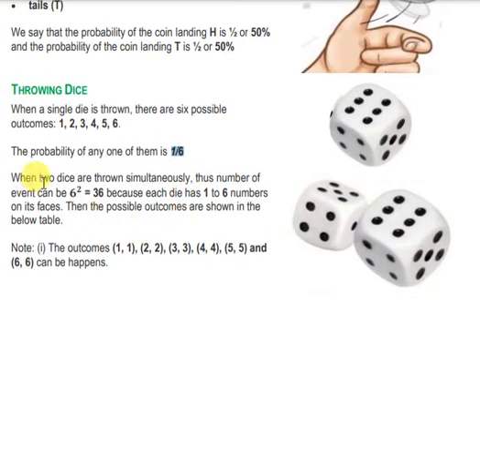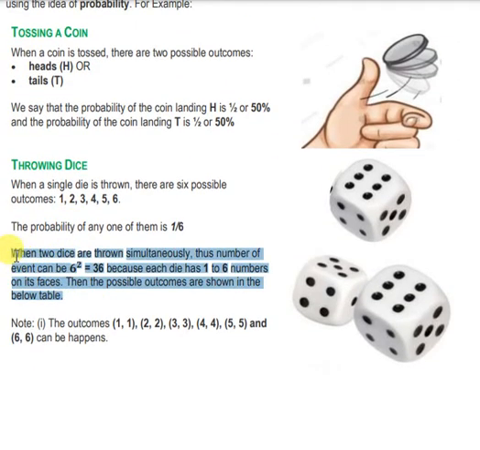Okay. So when two dice are rolled simultaneously, in one go, the number of events can be 6 squared or 36, because each die has numbers 1 to 6 on its faces. The possible outcomes are shown in the table below, right? If you roll two dice simultaneously, either you will have 1 on both dice, or 1 on the first die and 2 on the second die, or 1 on the first die and 3 on the second die. In this way, you have 36 possible cases that could occur, right? So first you need to find the total possible outcomes, and then you can find the probability.